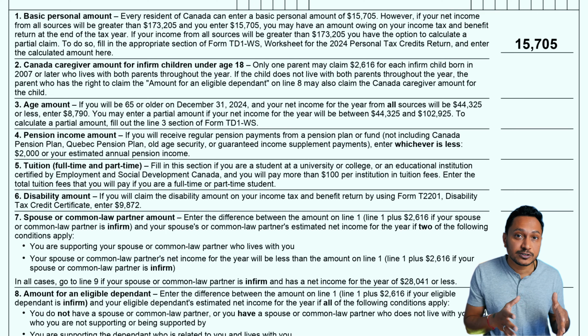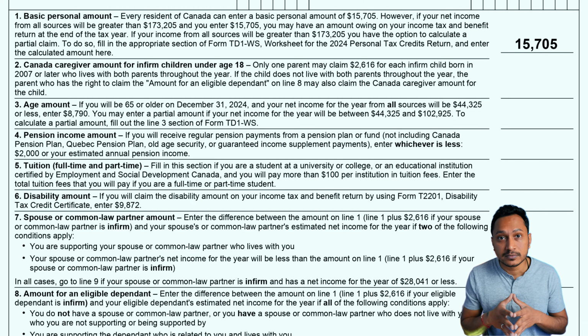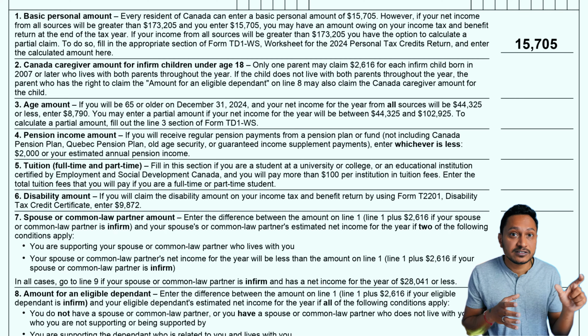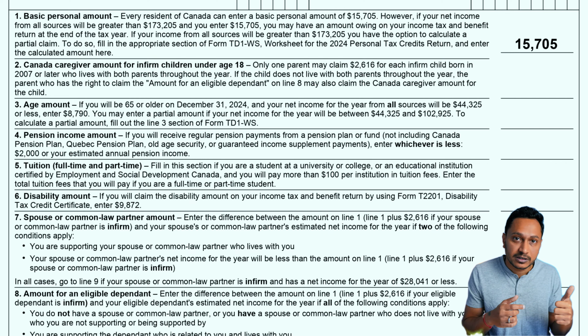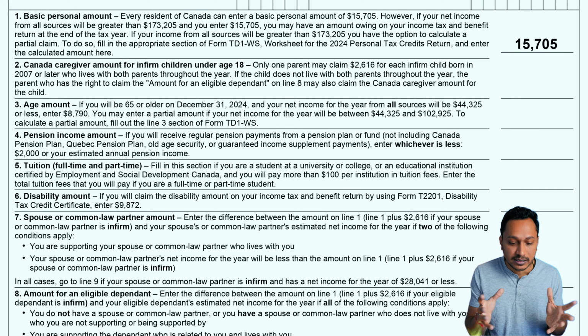Some of the common questions people have while filling out this part of the form is they have paid tuition fees last year but did not claim it. Can they claim it this year? They have taken some other courses. What should they do? So we'll cover all that right now, okay?